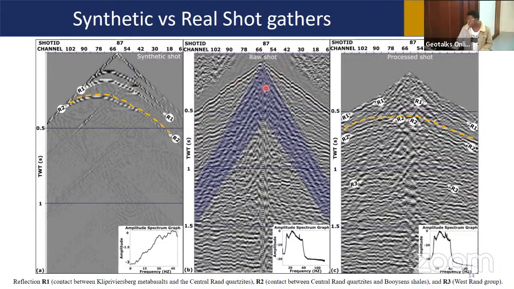Now, the data was a fairly good data set because you can see clear first breaks on the raw shot gather. And the blue shaded area here shows the successfully attenuated surface waves during processing. And this is a processed shot gather showing the continuity of these target reflections.